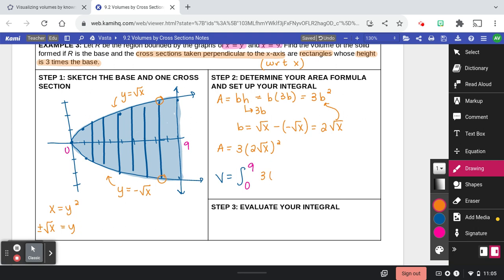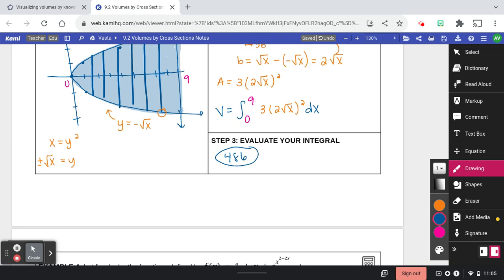So 3 times 2 square roots of x squared, this is in terms of x dx. And when you type that into your calculator, again, this one you can definitely use a calculator for, is going to be 486 as our volume.